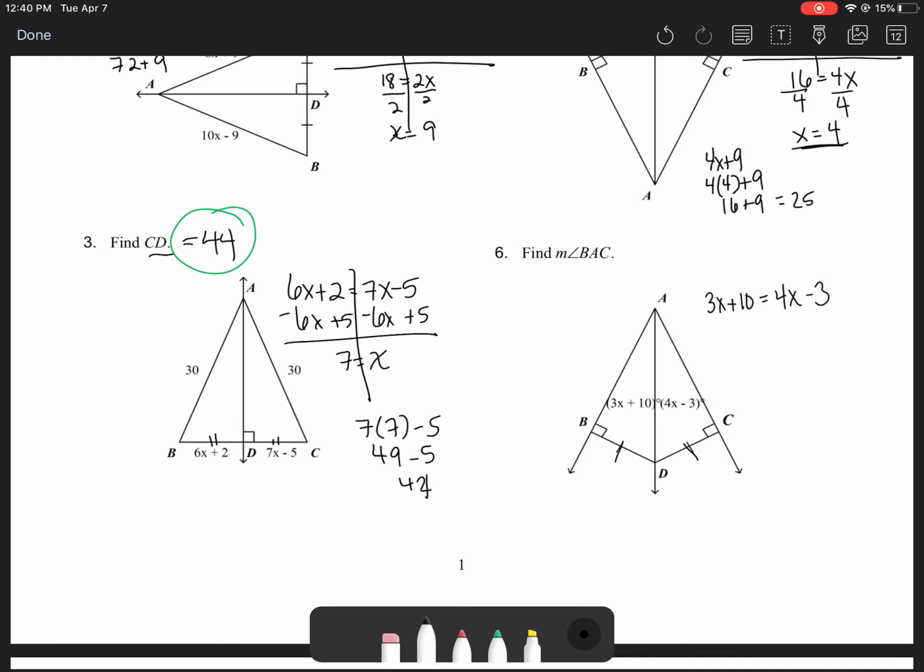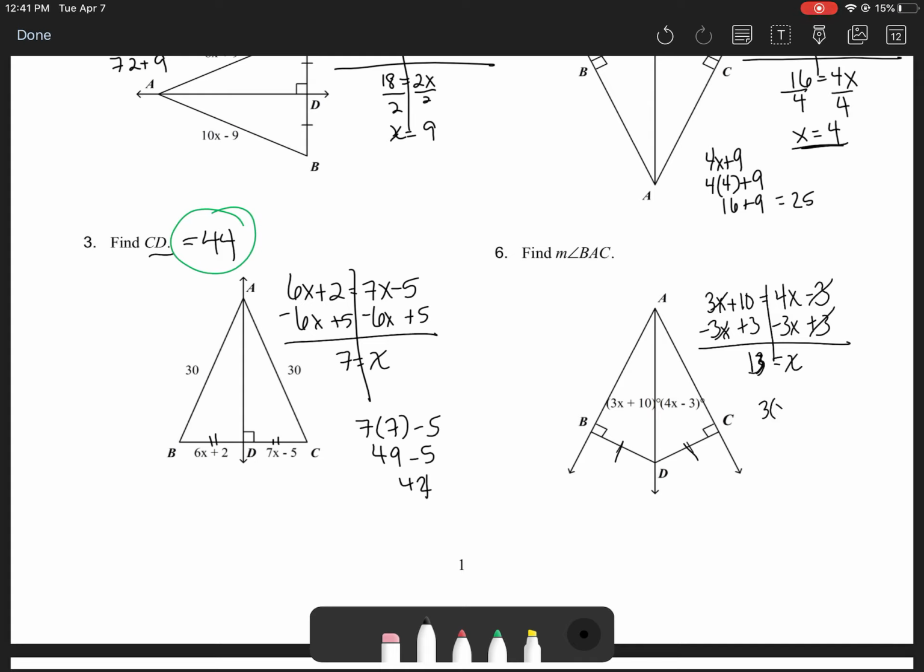3x plus 10 equals 4x minus 3. I'm going to add 3. This time I'm going a little different than I did the other time, and subtract 3x. So we get 13. Those cancel out. 4x minus 3x equals x. So x equals 13.